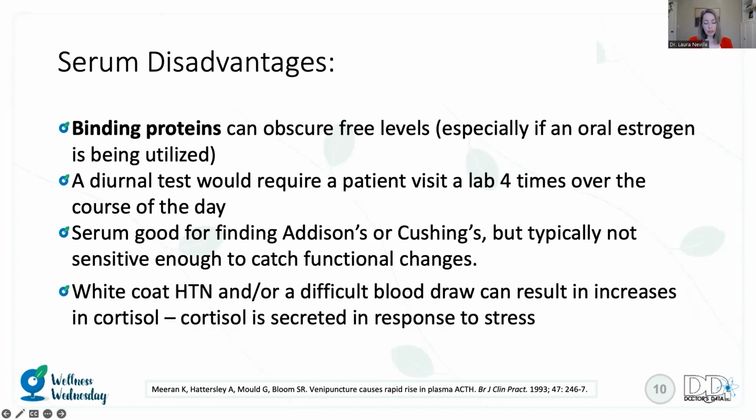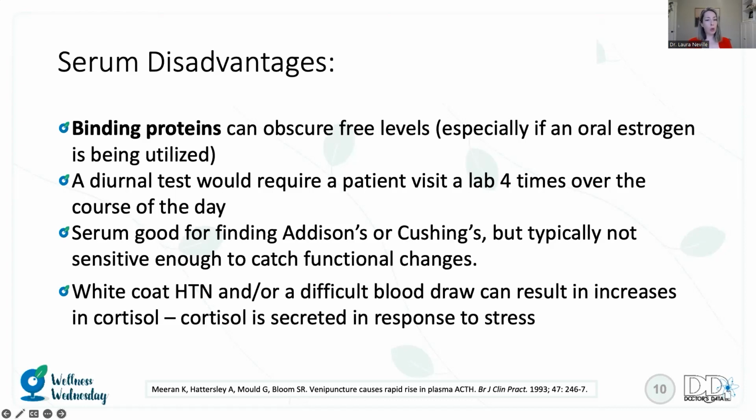I think the main disadvantage is we're always going to be working against these binding proteins that bind the free levels of steroid hormones. This is especially true if there's, say, an oral estrogen being utilized. We know that when estrogen is moved through the digestive system, through the liver, it increases sex hormone binding globulin, and that's going to bind even more of these free levels than might otherwise be bound. But this is mostly the problem, that we're typically interested in knowing the free levels, but we're always working against this when we're looking at serum steroid hormones.